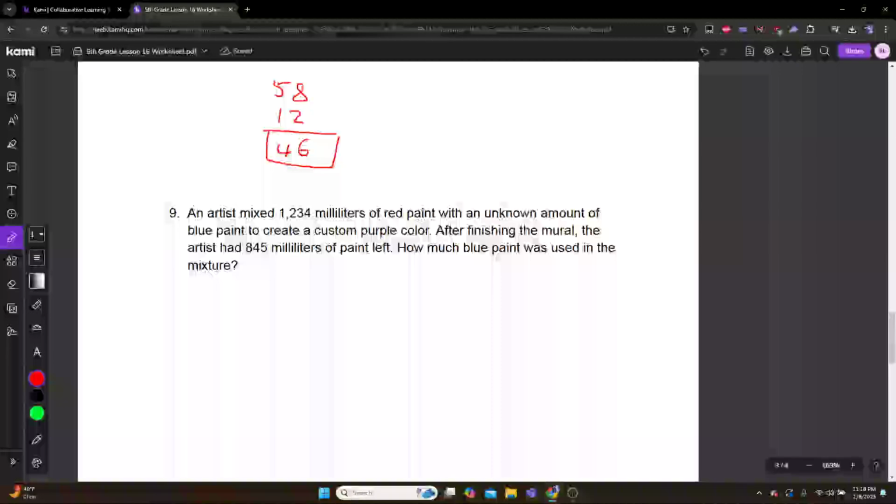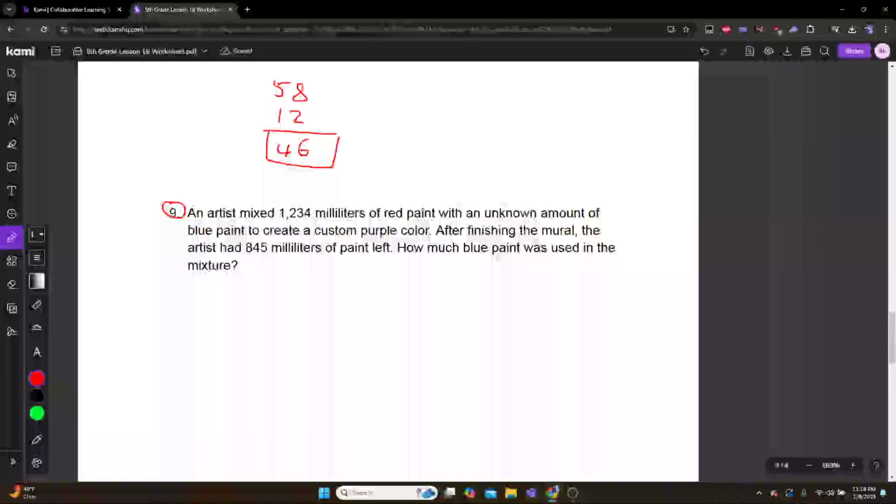Okay, now number 9. An artist mixed 1,234 milliliters of red paint with an unknown amount of blue paint to create a custom purple color. So after finishing the mural, the artist had 845 milliliters of paint left. How much blue paint was used in the mixture?